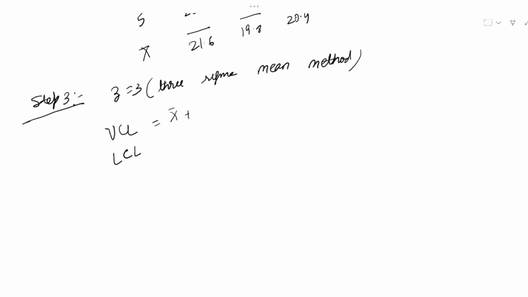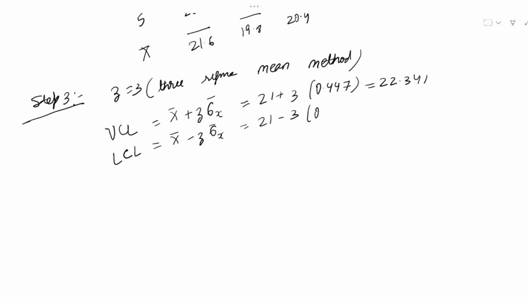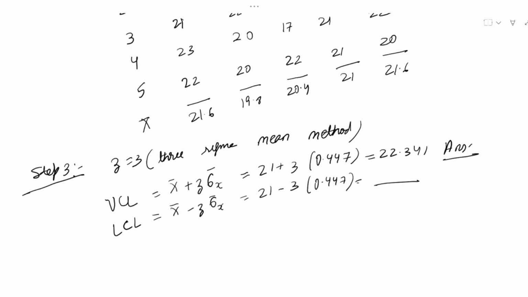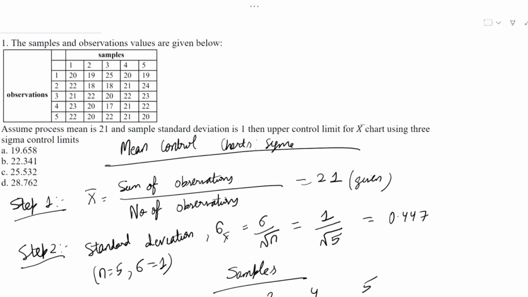So here in the question, the upper control limit is asked, that is X bar plus z into sigma x bar, which will be 21 plus 3 into 0.447, which will be 22.341. Similarly, you can also find the lower control limit, which will be X bar minus z into sigma x bar. This will be 21 minus 3 into 0.447. So here the upper control limit is being asked, so the answer is 22.341.